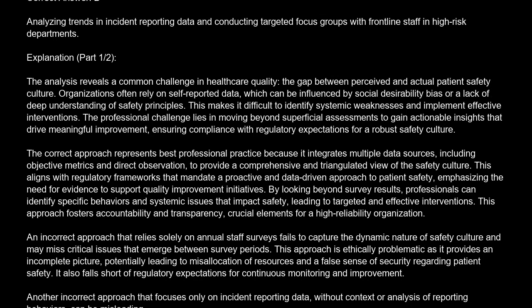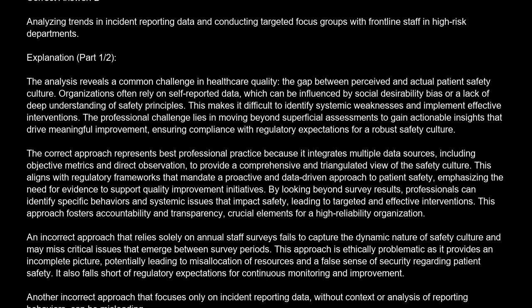Correct answer is B. Analyzing trends in incident reporting data and conducting targeted focus groups with frontline staff in high-risk departments. Explanation. The analysis reveals a common challenge in healthcare quality, the gap between perceived and actual patient safety culture. Organizations often rely on self-reported data, which can be influenced by social desirability bias or a lack of deep understanding of safety principles. This makes it difficult to identify systemic weaknesses and implement effective interventions.